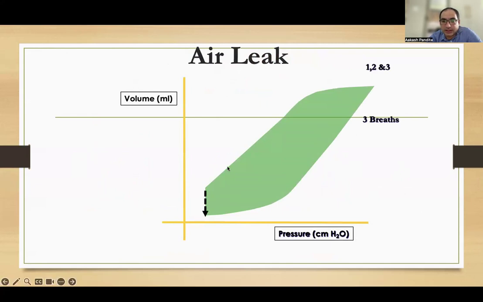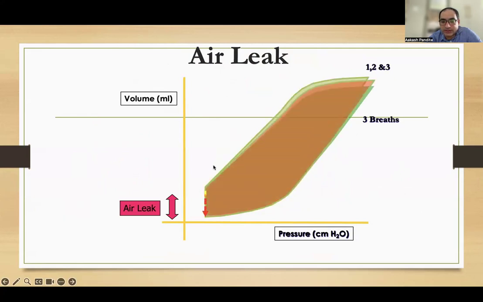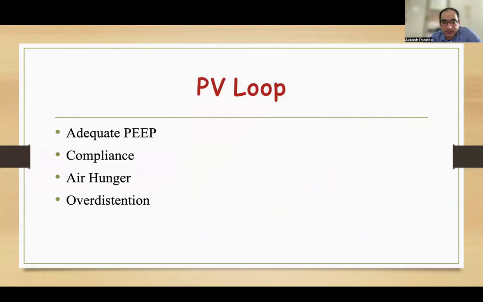This is also one of the graphics which will tell me about leaks. If the inspiration starts from here and doesn't come back to this point, this tells me that there is an air leak, either because of a small ET tube or a leak in the circuit. So the PV loop tells me whether my PEEP is adequate or not, or in other words, whether I have opened the lung enough or not.